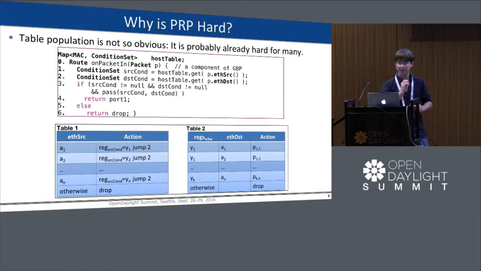So, why is this problem hard? Table population is not at all obvious.